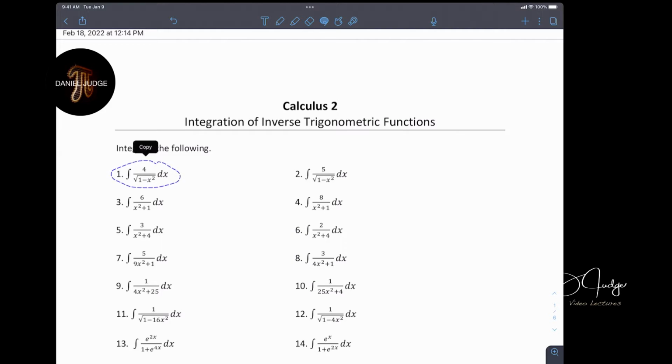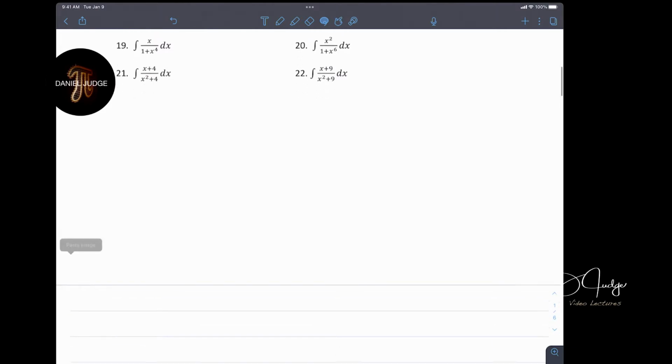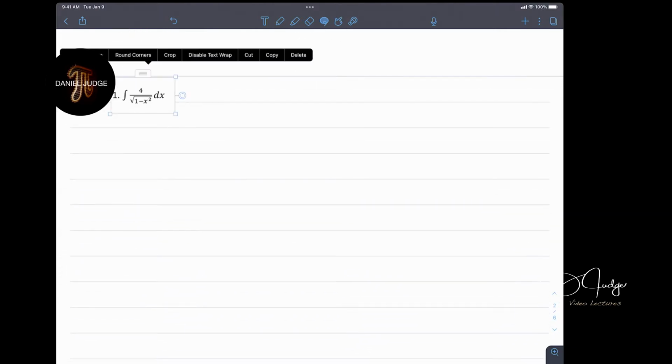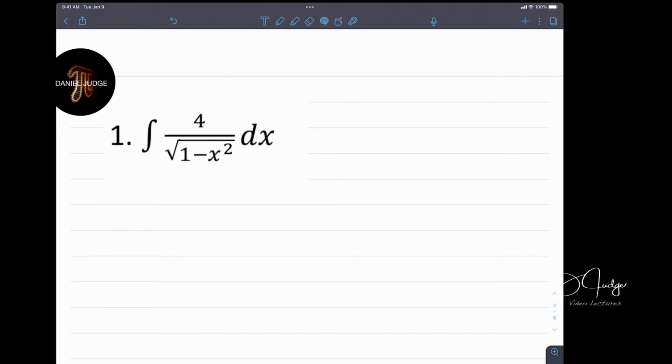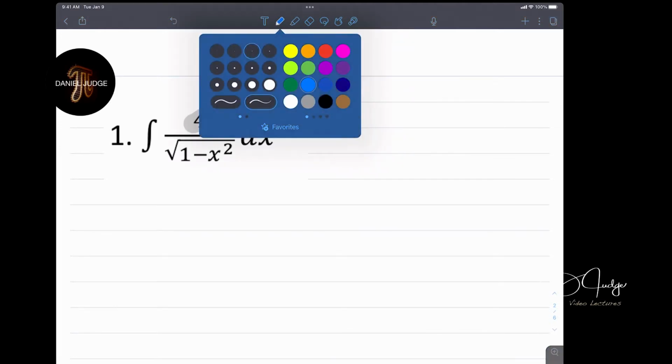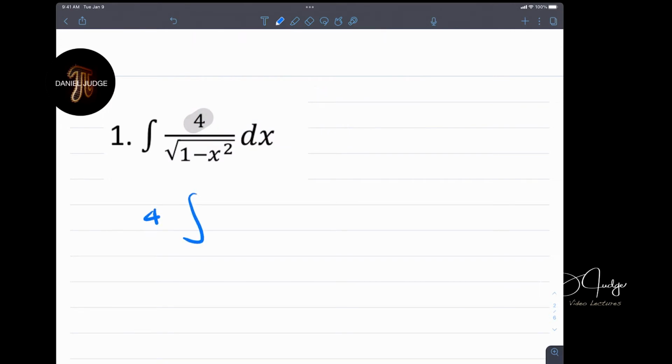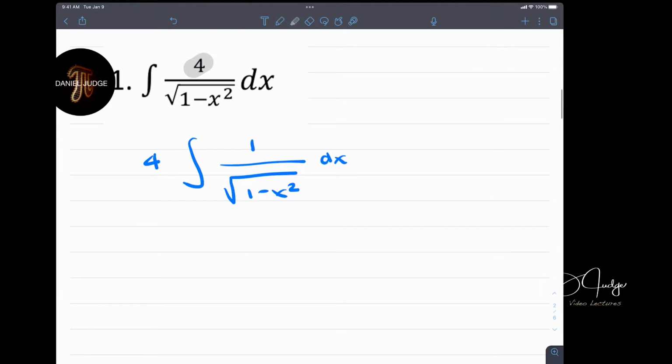Okay, so let's try the first one here. Now notice this, that we have a constant here. We're going to pull out the constant. So this is 4 times the integral of square root 1 minus x squared dx. So we want to recognize the formula here for this particular integral. Okay, so we want to know what we're going to use here.